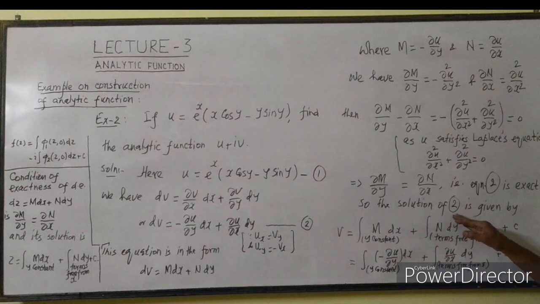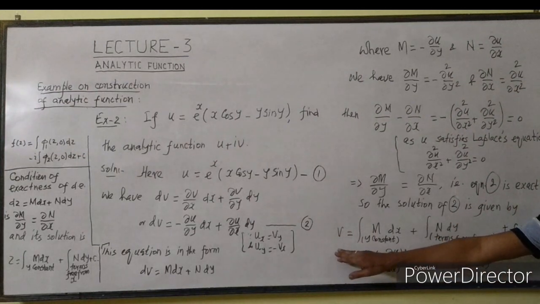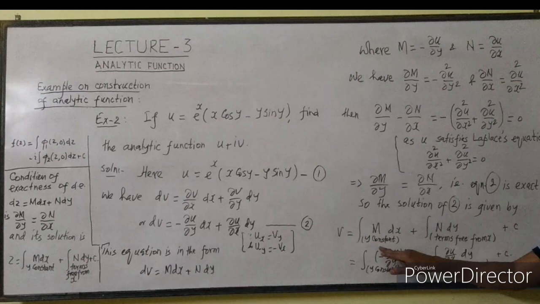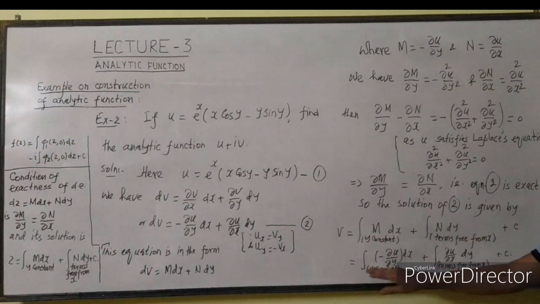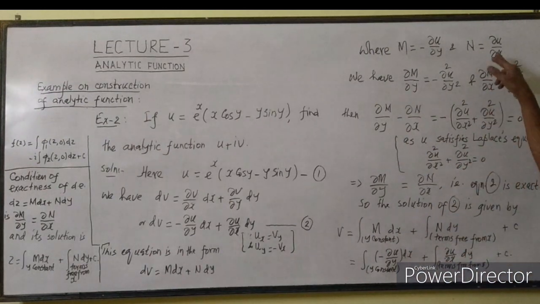So its solution is given by v equal to integral M dx, y constant, plus integral of those terms of N not containing x, dy, plus c, where c is the constant of integration. Now we are putting the values of M and N. So this is integral of minus del u del y dx plus integral of del u del x dy, terms free from x, plus c.